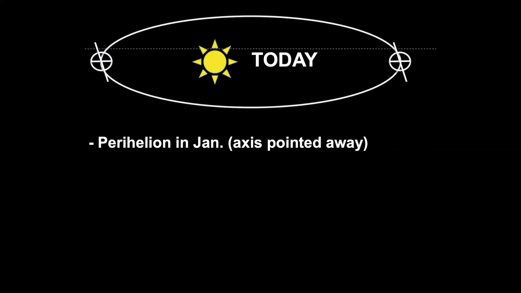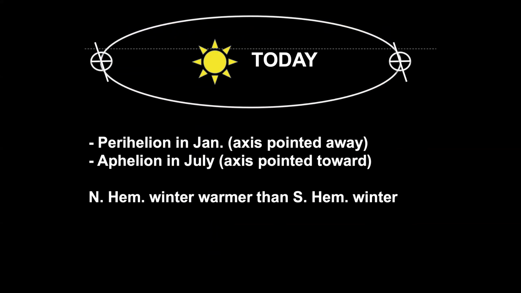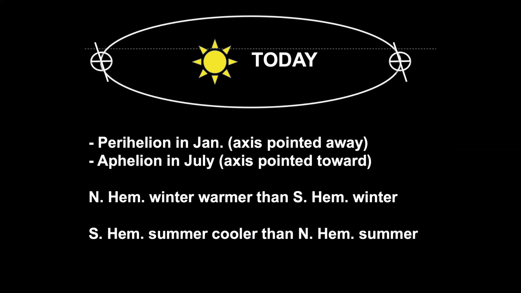So today, perihelion happens in January, aphelion in July. So the northern hemisphere winter is warmer than the southern hemisphere winter, and the southern hemisphere summer is cooler than the northern hemisphere summer. That's Earth today.